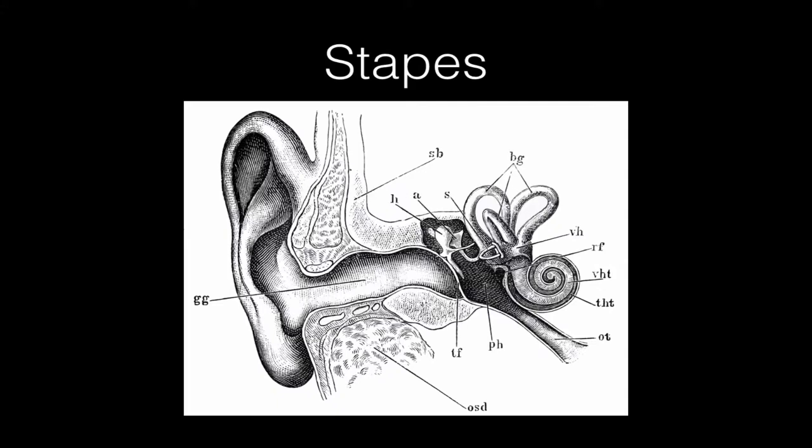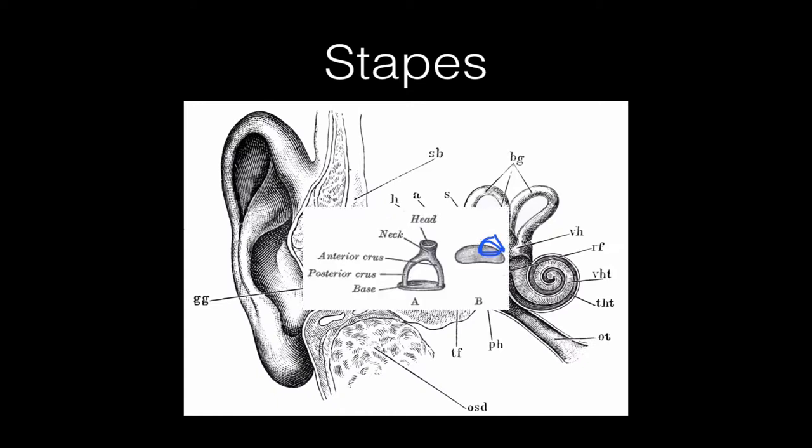And then we have the stapes. The stapes is the third of the ossicles here. The stapes connects to the incus and transmits that vibration from the incus to the cochlea, and the cochlea is where we turn those vibrations into a nerve signal. Here is the stapes up close.